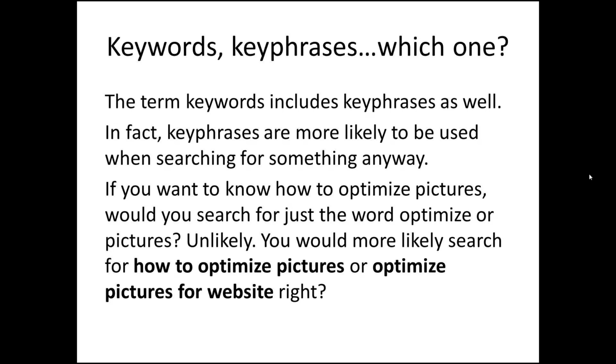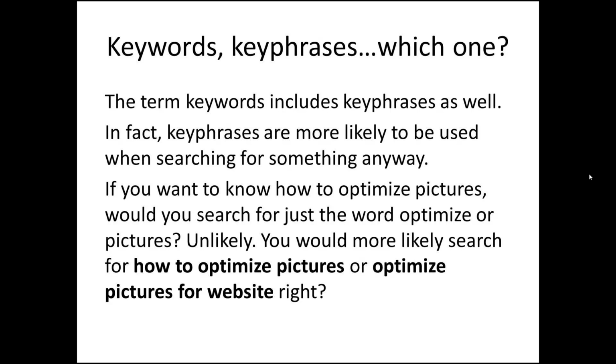Now, if you're going to do a search for it, you're not going to search for the word optimize, or the word picture. You're going to use some variation of both of those. And you'll see in bold here I have how to optimize pictures or optimize pictures for website. That's how you're going to search. That's how people do search. Think about how you search.